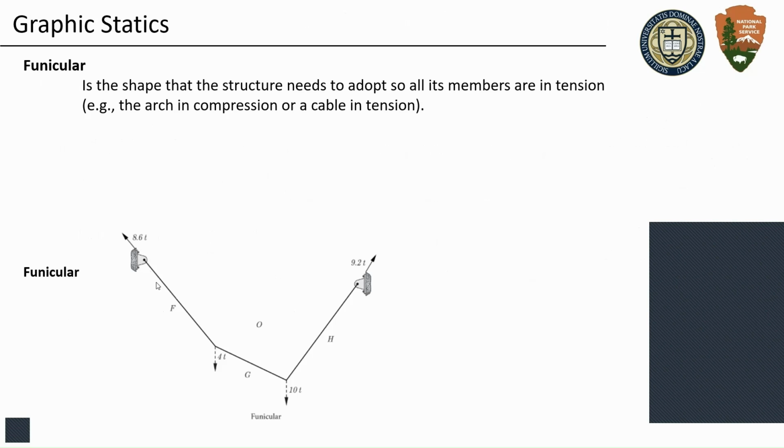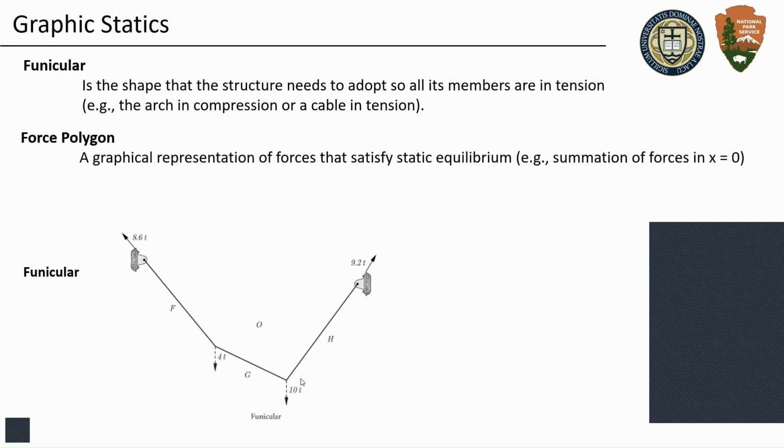So let's say I have a cable and I hang this cable. For the sake of this conversation, I'm ignoring the self-weight of the cable. So this cable supports two loads, 4 tons and 10 tons. So I can find what would be the shape that this cable will take if we hang these two loads from it. That's what we call the funicular.